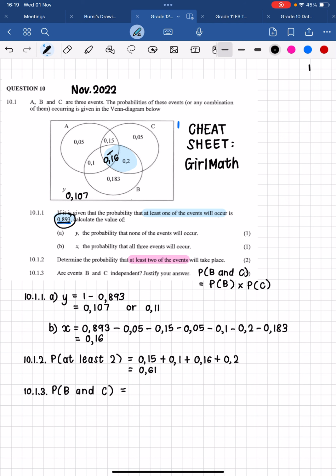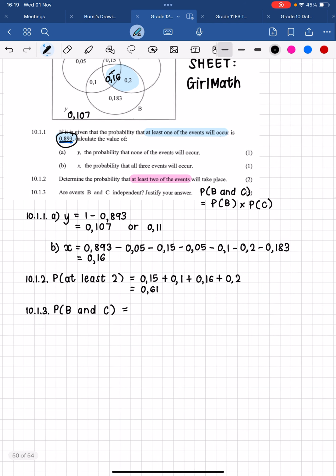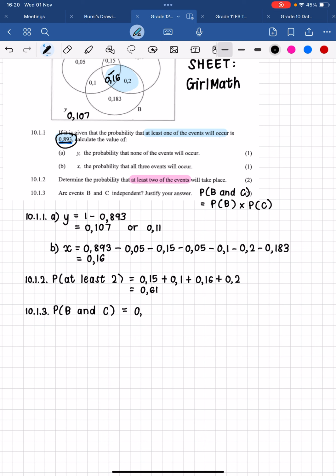All right, so that is 0,16 plus 0,2, which again, you don't have to write down. If you don't want to, you can just write the answer, but that is going to be 0,36.